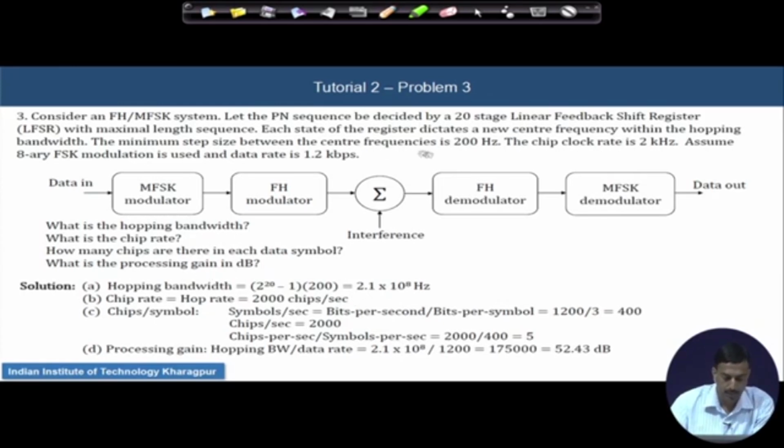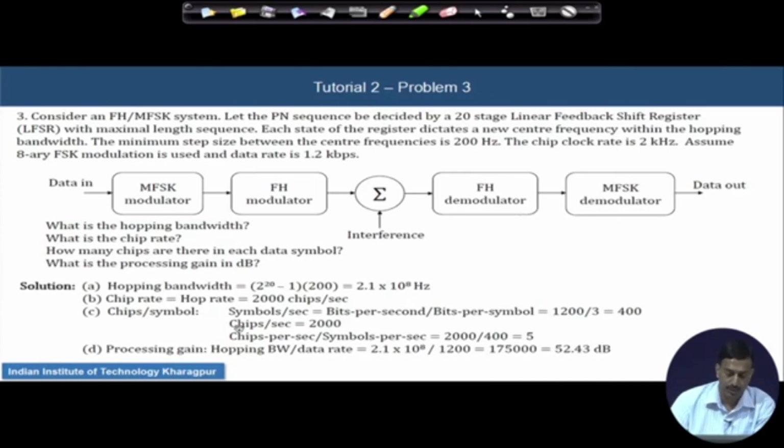In the second part of the problem, it is asked what the chip rate is. So basically this is pretty straightforward. The clock rate of the chip is already specified equal to 2 kilohertz. So the chip rate is nothing but that clock rate, which is the hop rate also. So that is equal to 2000 chips per second.